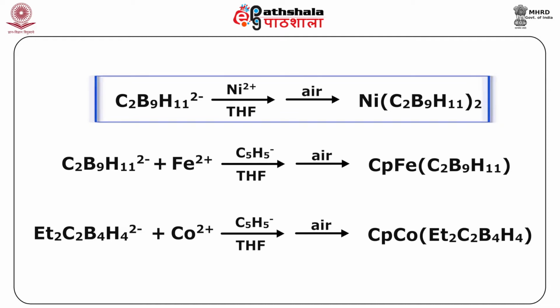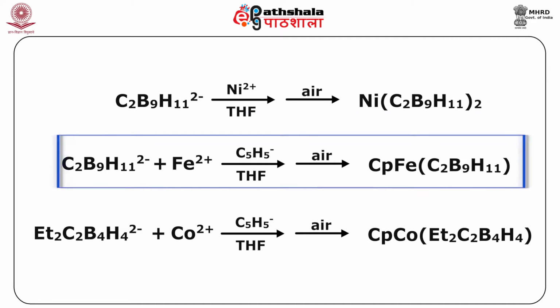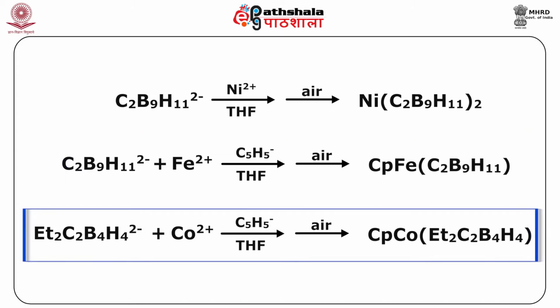C2B9H11 2- treated with nickel 2+ in THF and air leads to Ni(C2B9H11)2. Another example, C2B9H11 2- with the ferrous ion in the presence of C5H5- with THF as a solvent and in the presence of air gives CpFe(C2B9H11). Again, another example is Et2C2B4H4 2- plus cobalt 2+ ion in the presence of cyclopentadiene anion and THF and air gives rise to the CpCo(Et2C2B4H4) complex.